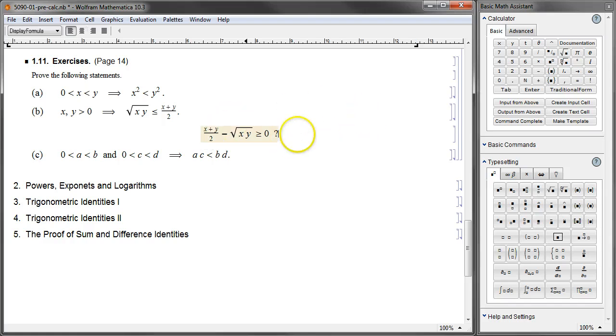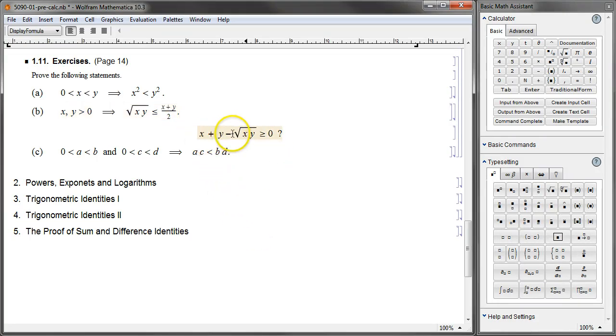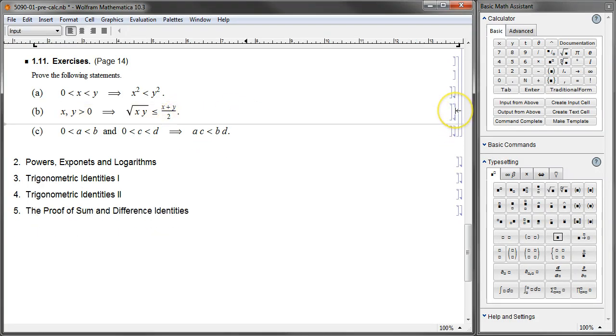If that's true, then certainly this will be true, because all you have to do is flip this square root of xy to the other side, or equivalently multiply everything by 2. You can ask this question too. If this is true, then of course that one is true. Alright, here's the proof.